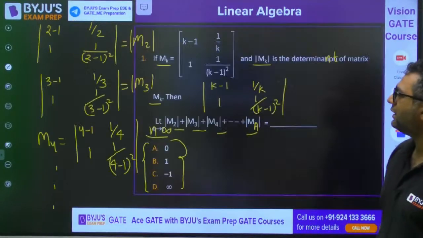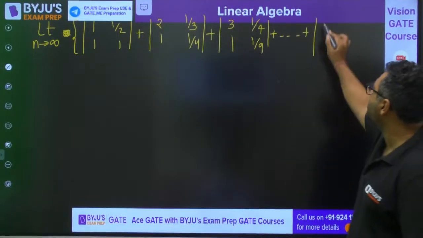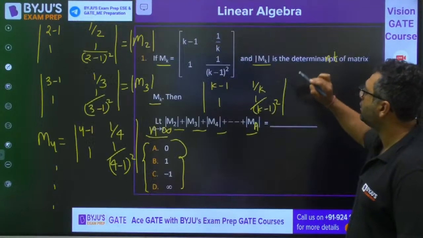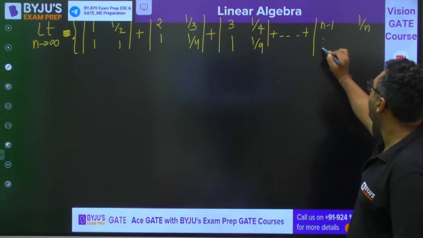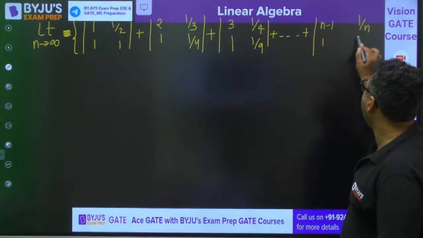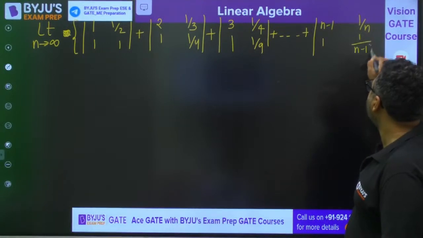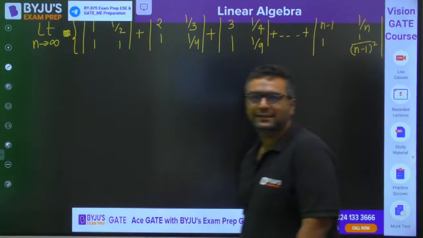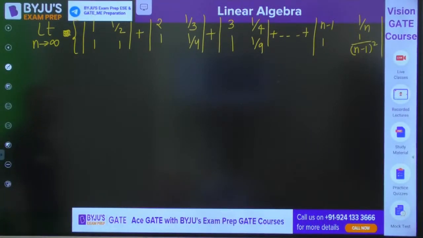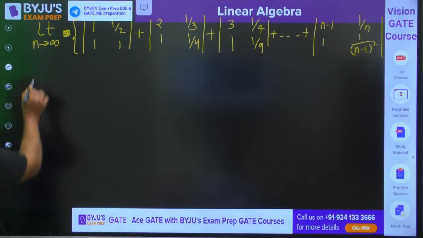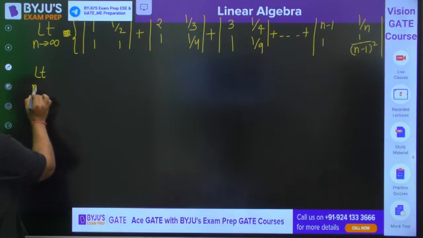And when you put the value n, it will be n minus 1, here it is 1 by n, 1 by n minus 1 squared. This is the case. So my dear, if we have this, now you know we can write limit n tends to infinity.